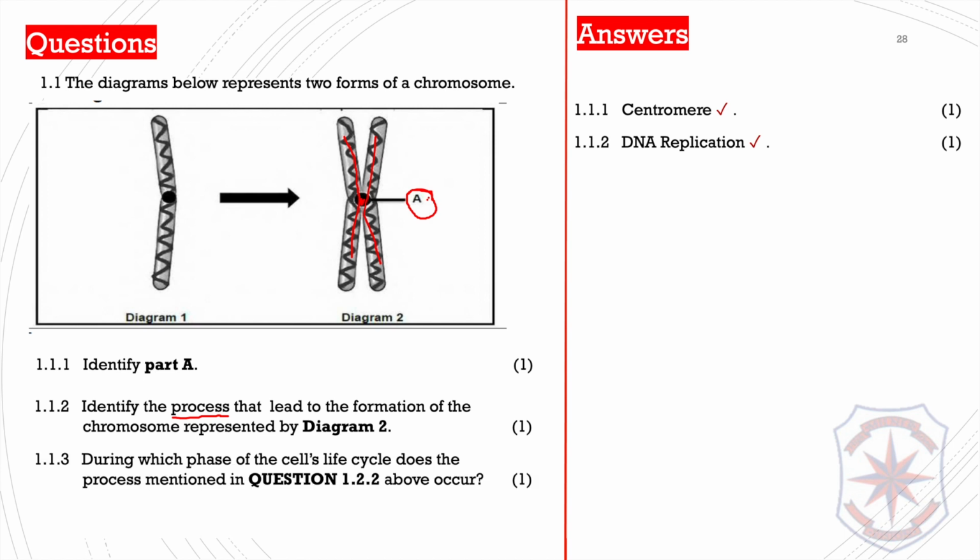Question 1.1.3, during which phase of the cell's life cycle? Which phase? Not structure, not anything else. What is a phase again? A phase is a period in time. Which phase of the cell's life cycle does the process mentioned in question 1.1.2 above occur? So during which phase does DNA replication occur? We know that phase is called interphase. That is a total of 3 marks.